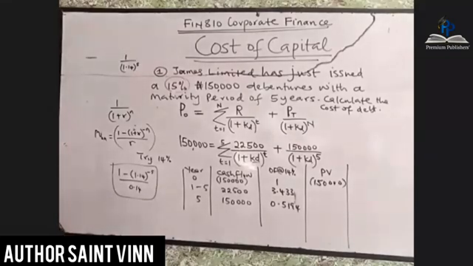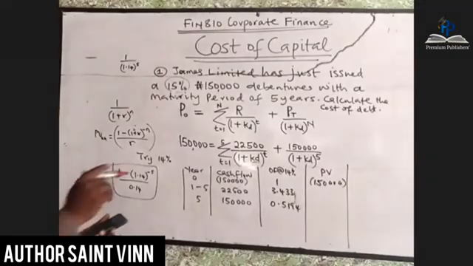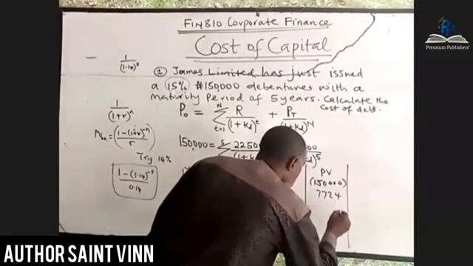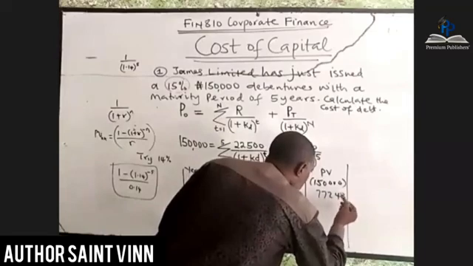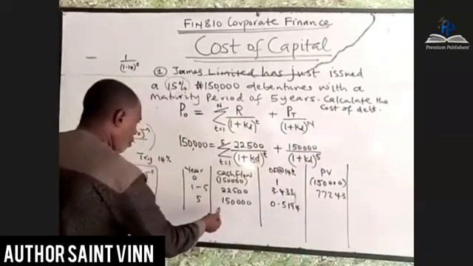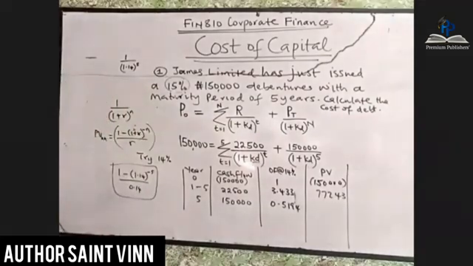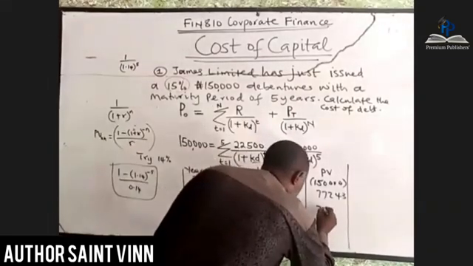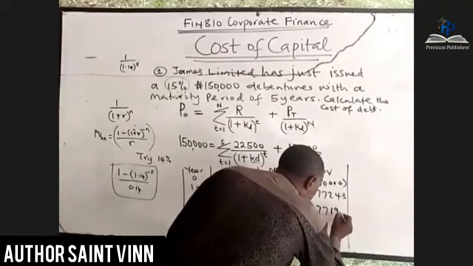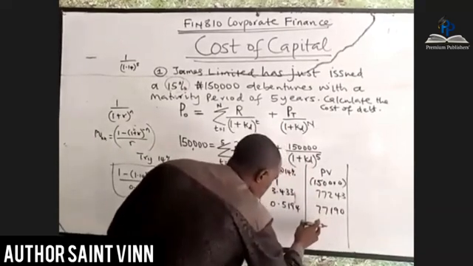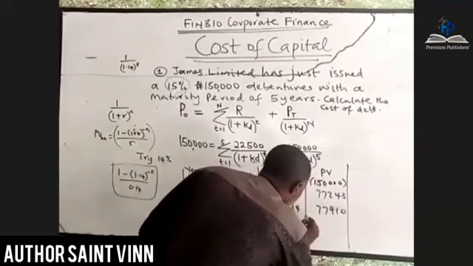Okay, somebody multiply 22,500 times 3.10. 7724. 77243. That one. Okay, this one, 150,000 times this. What do we have? This one? 77910. Okay, 910. Yes.